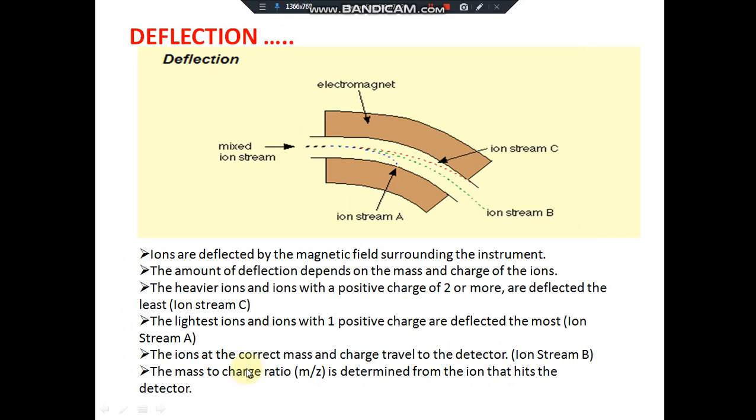The next stage is deflection. Ions are deflected by the magnetic field surrounding the instrument. The amount of deflection depends on the mass and charge of the ions. The heavier ions do not reach the detector, and the lighter ions also do not reach the detector, because the lighter ions are deflected more and the heavier ions are deflected very little. So only the ions of correct mass and charge travel to the detector.